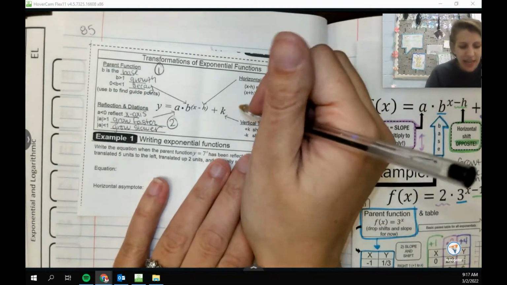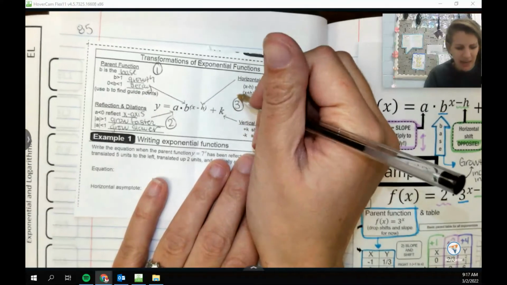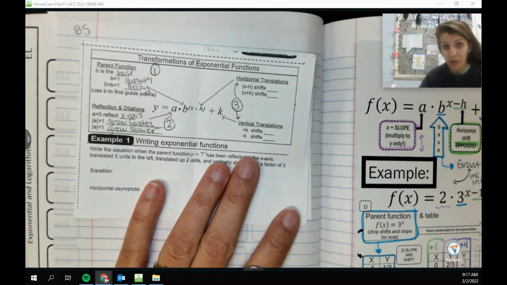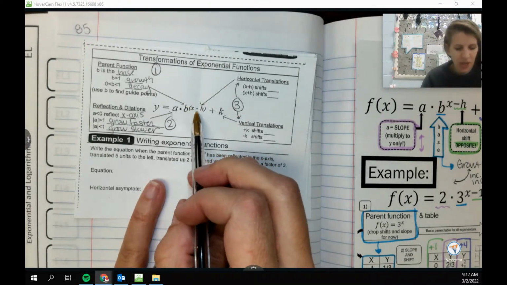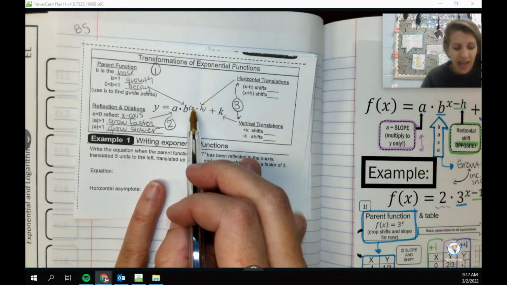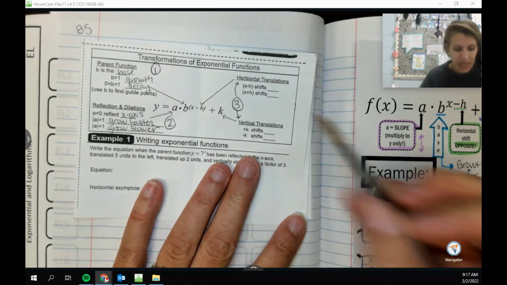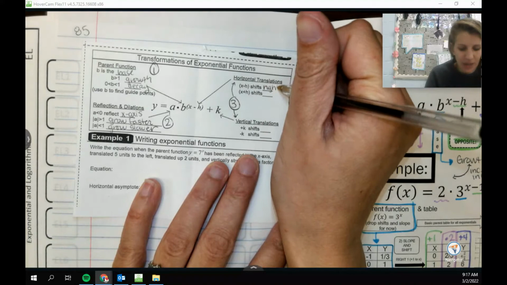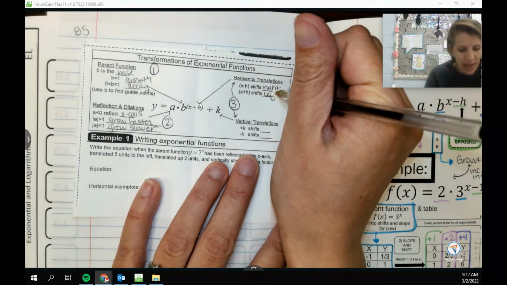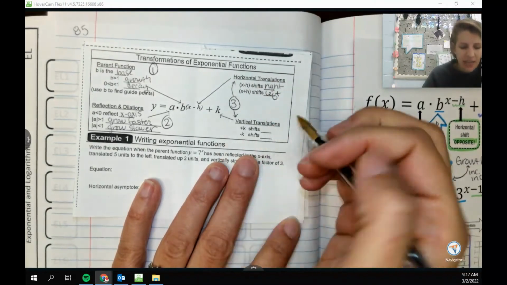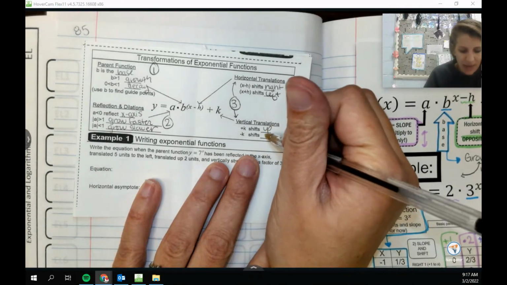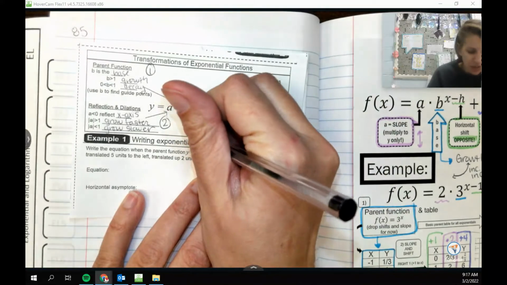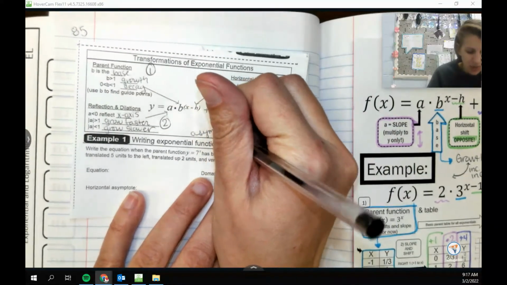Next thing I can do, and I can kind of do these two things at the same time, are my horizontal and vertical shifts. So horizontal shifts happen with x, and they always happen oppositely. So if I see x minus, I'm going to go right. And if I see x plus, I'm going to go left. If I see plus k, I'm going to go up. And if I see minus k, I'm going to go down. And this is also your asymptote. Asymptotes are super helpful.